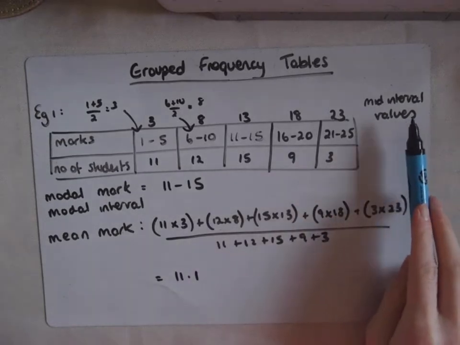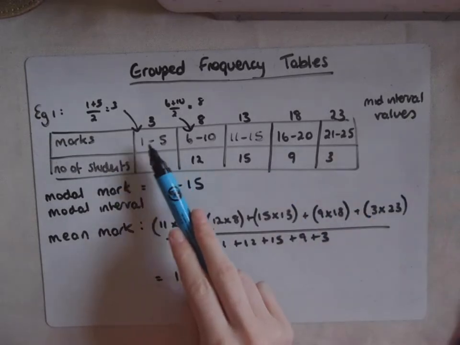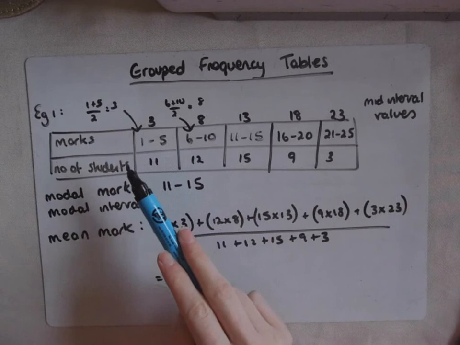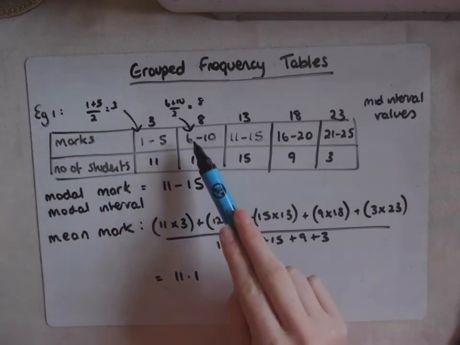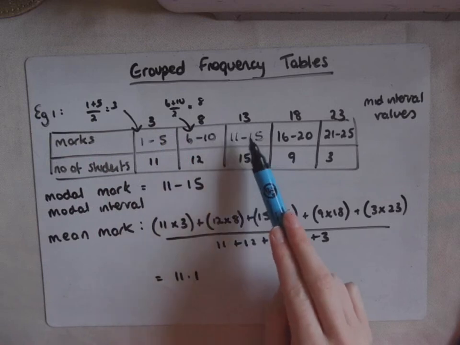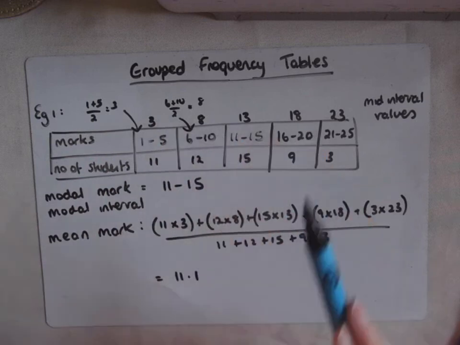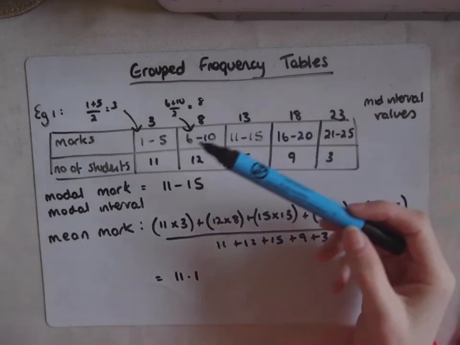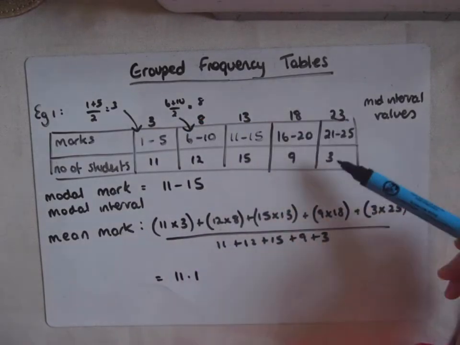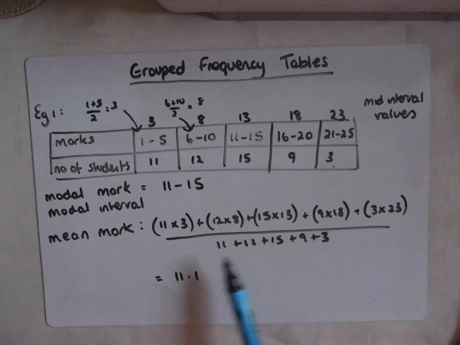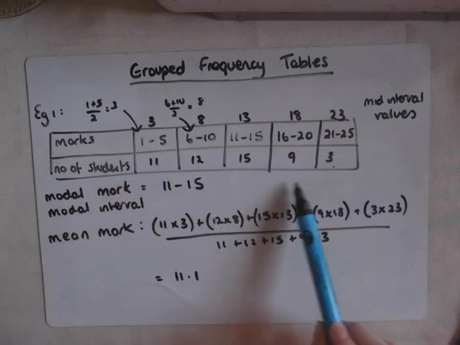Okay, so if you have a grouped frequency table, if you want to get the mean, you need to first get mid-interval values. That's the middle number between 1 and 5. To do that, you add 1 and 5 and get the average, divided by 2. Add 6 and 10 divided by 2. Add 11 and 15 divided by 2. Okay, same for all of those. And then you're going to multiply the bottom line by your mid-interval value. Add up all your answers and divide it by the number of students or the frequency.